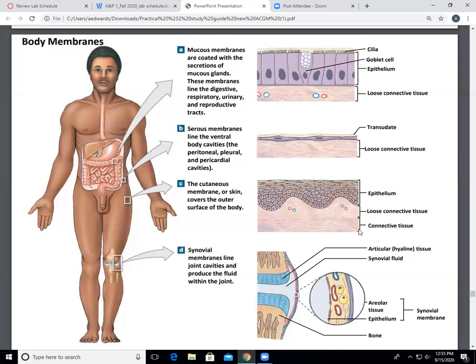All right, if you look at this lining of that membrane, you've got epithelium, you've got areolar connective tissue, you've got some adipose tissue, and all that makes up your synovial membrane. And it basically lines that joint cavity, produces synovial fluid. Okay. So again, mucous membranes, serous membranes, cutaneous membranes, synovial membranes.